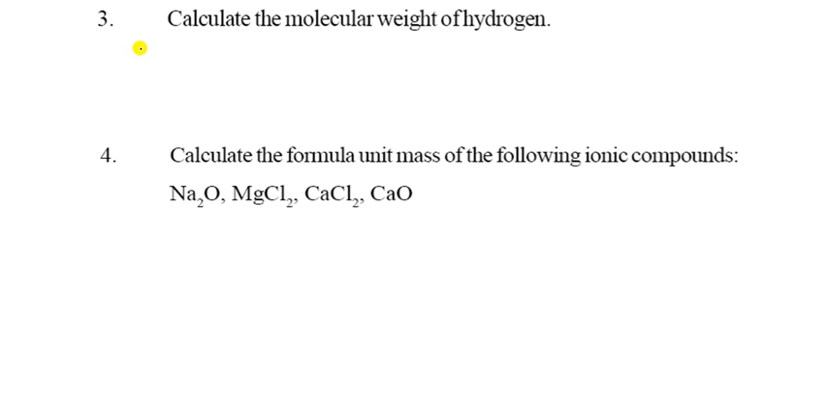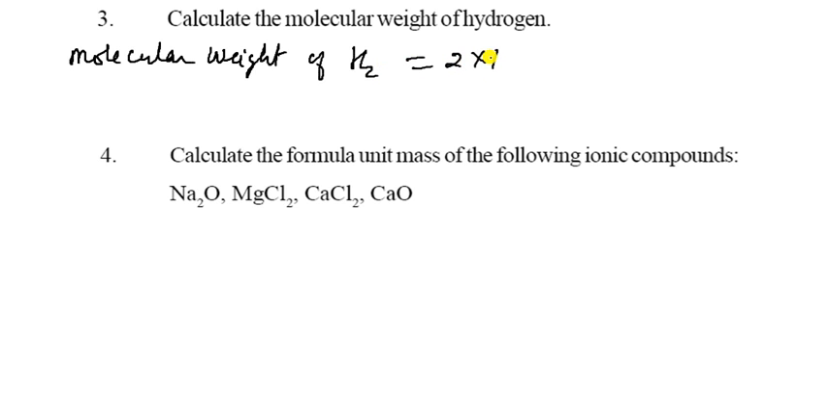Now let us see the next one. Calculate the molecular weight of hydrogen. Hydrogen means H2. So 2 into 1, because the hydrogen atomic mass is 1. So it is 2 units. You can write this, it is your answer.